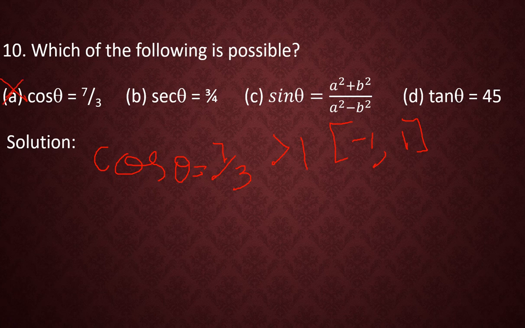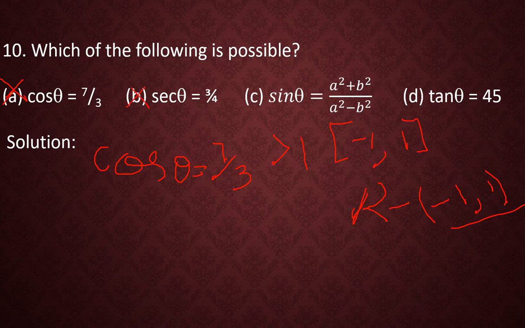Next, secant theta. You know that the domain range of secant theta is the set of all real numbers other than this open interval -1, +1. But this value 3 by 4 belongs to this interval -1, +1. Therefore, this is also not possible.